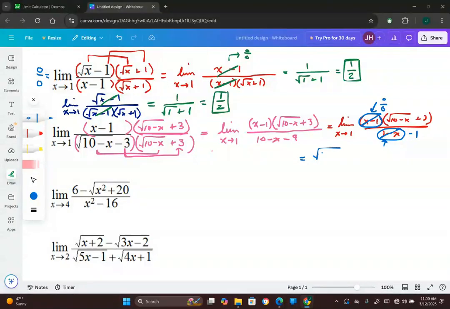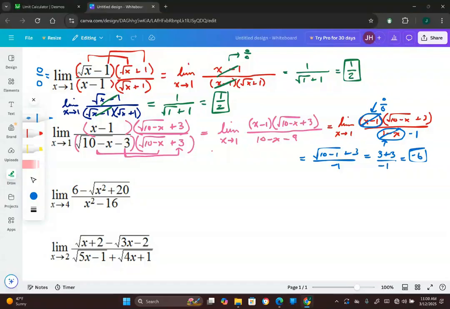I would get radical 10 minus 1 plus 3 over negative 1. Well, 10 minus 1 is 9. Square root of 9 is 3. 3 plus 3 on the top divided by negative 1. It looks like this problem gives me negative 6 for my limit. A little bit of work.